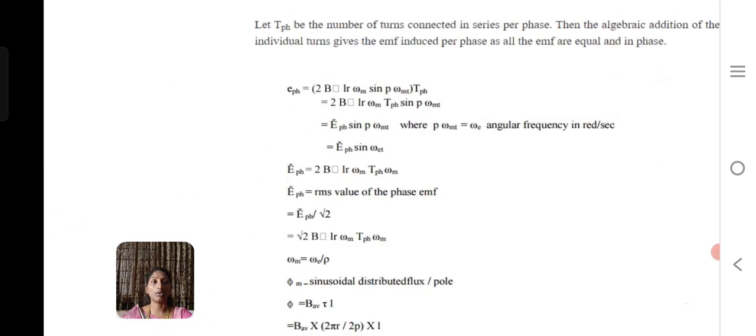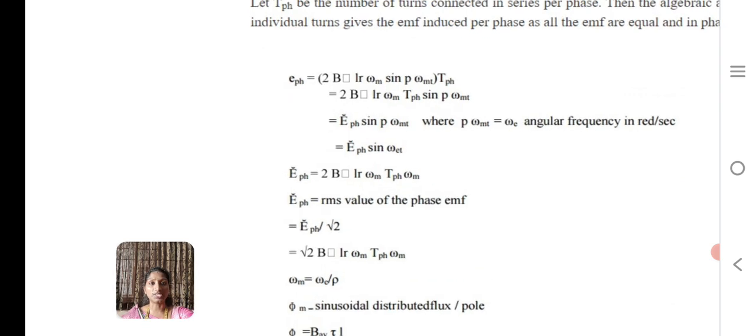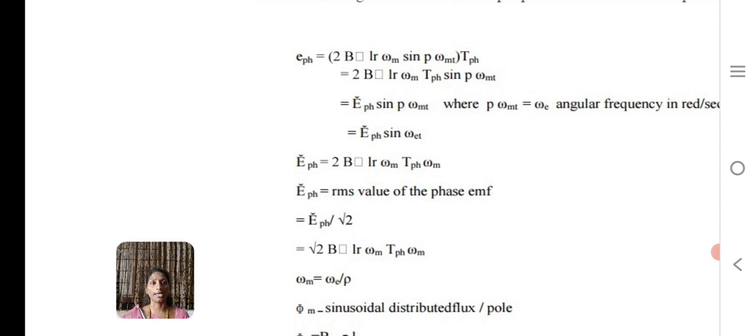Now let us consider T phase number of turns. If we write the equation in terms of the phase value, then E phase can be written as 2 B max LR omega m sin P omega m t into T phase, where T phase is the number of turns connected in series per phase. In order to simplify the equation, we can write 2 B max LR omega m T phase as one value, which is capital E phase.